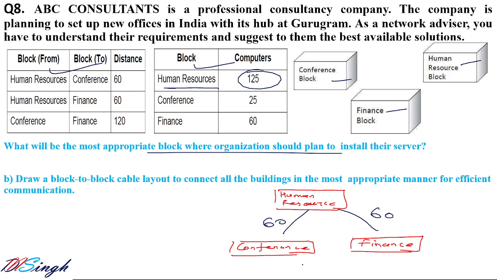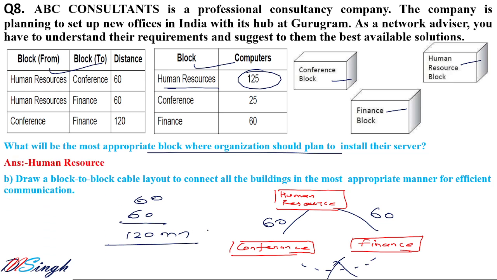We will not take conference to finance because it is going to generate a loop and we don't want to create a loop in our cable layout design. Total cable requirement will be 60 plus 60, that is 120 meters. Okay, fine. So this is the answer for these two questions, human resource block and that is a star topology.